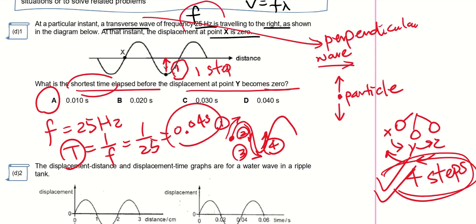You have to use frequency to find your period, and you have to see from your question how many steps does y need to take before it has displacement of 0. It's actually 1 step. Okay, then from your period, which is actually the time taken to do 4 steps, you break it down into the time taken to complete 1 step.